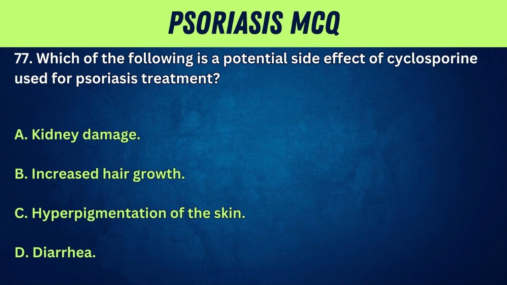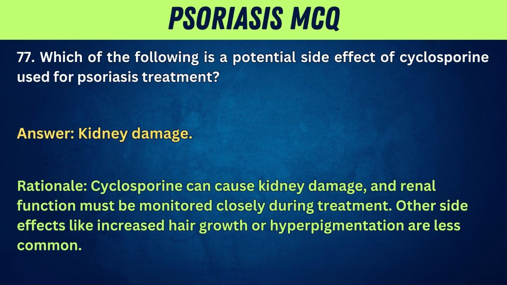A. Kidney damage. B. Increased hair growth. C. Hyperpigmentation of the skin. D. Diarrhea. Answer: kidney damage. Rationale: cyclosporin can cause kidney damage and renal function must be monitored closely during treatment. Other side effects like increased hair growth or hyperpigmentation are less common.